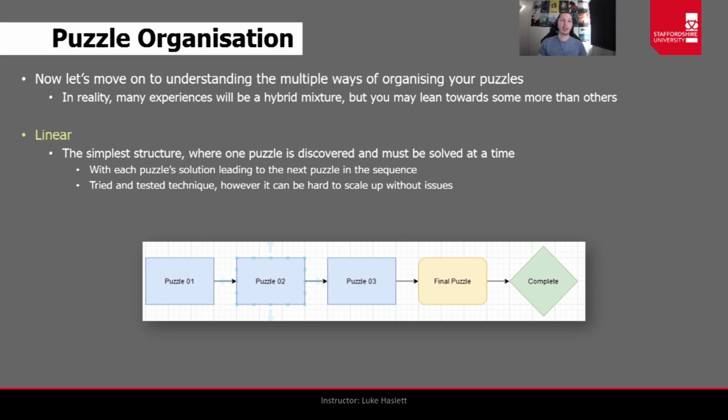One example is a linear puzzle structure. It's one of the simplest, where just one puzzle is discovered and must be solved one at a time. With each puzzle solution, they lead into the next puzzle in the sequence. It's a very tried and tested technique, however it can be difficult to scale up without issues in pacing.